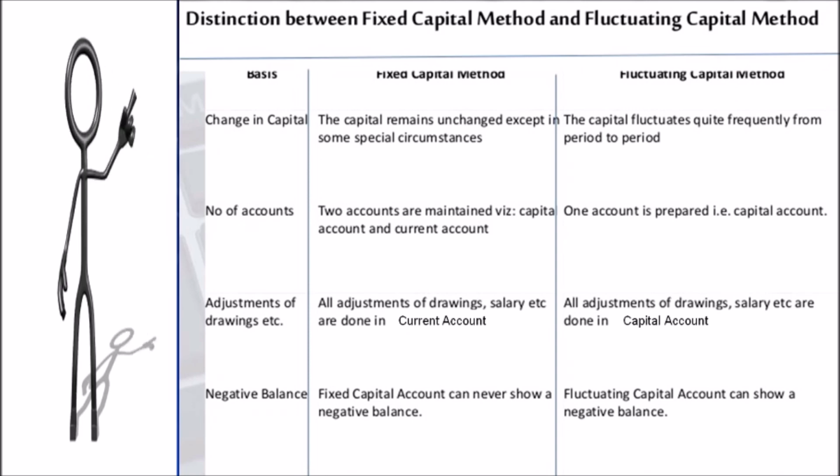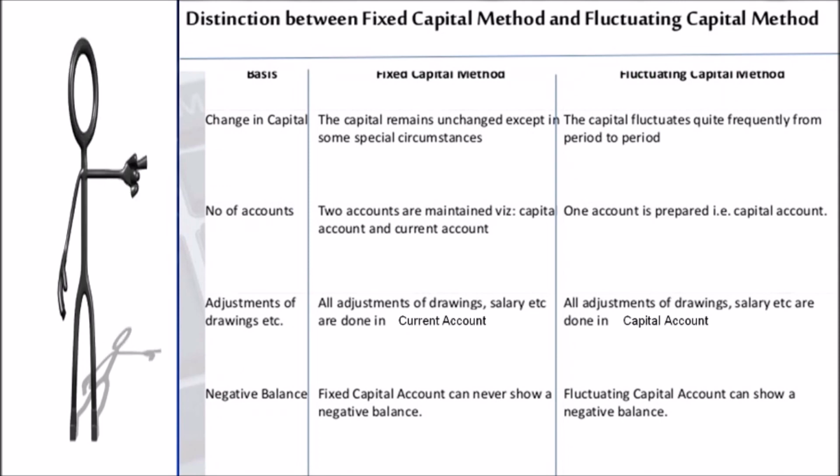Now, negative balance. Fixed capital account can never show a negative balance, because that remains fixed. But fluctuating capital method can show you a negative balance as well, because if the loss exceeds, then the capital goes negative. But in that case, under fixed capital method, current account can show you a negative balance, but capital account will never show you a negative balance. Understood the point? Now let's move on towards the format of these.